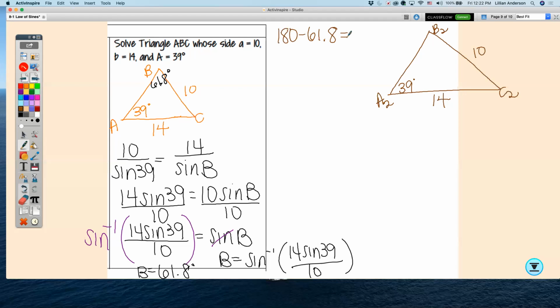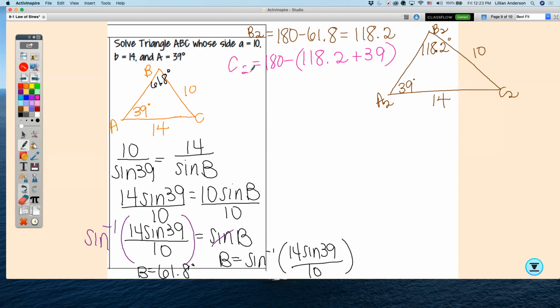What is that? 118.2. Okay. This here is angle B in my second triangle, if I have two triangles. I'll know for sure if I have two triangles if, when I add these two angles in my second triangle and subtract them from 180, I get a positive number. I'll say that again. I know that I'll have two triangles if I take that 118.2 and that 39, and subtract it from 180, and I get a positive number.